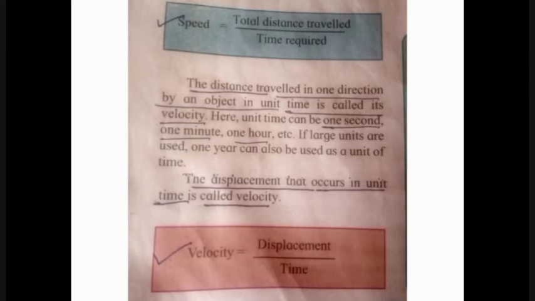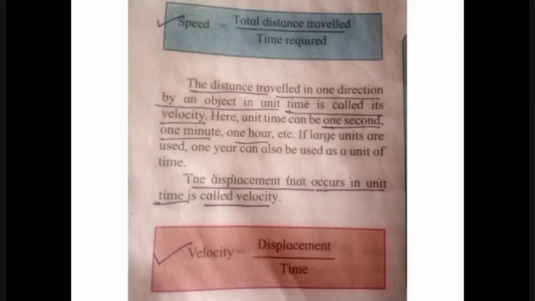While velocity is another concept, that is the displacement that occurs in unit time is called as velocity. So to find the velocity we require displacement. To find the speed we require distance. So velocity is given by the formula, that is velocity equal to displacement upon time.